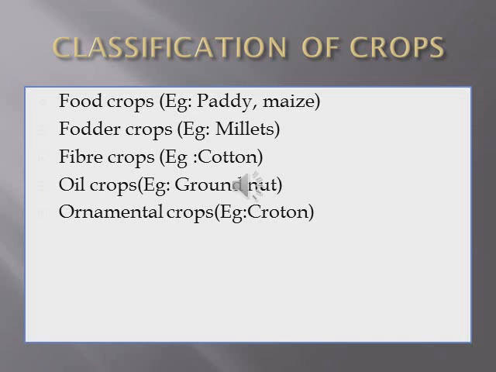Next one, fiber crops. Fiber crops example, cotton. These crops are used for textiles. Next one, oil crops. Oil crops are useful on a large scale for consumption or industrial uses. For example, groundnut. Next one, ornamental crops. These are utilized for landscape gardening. For example, croton plant.